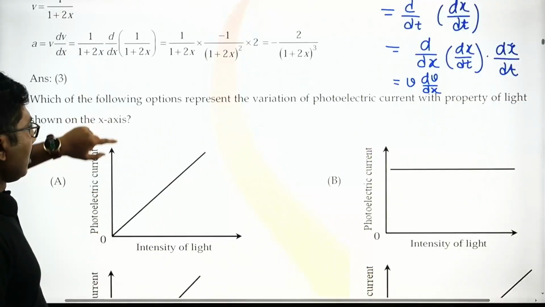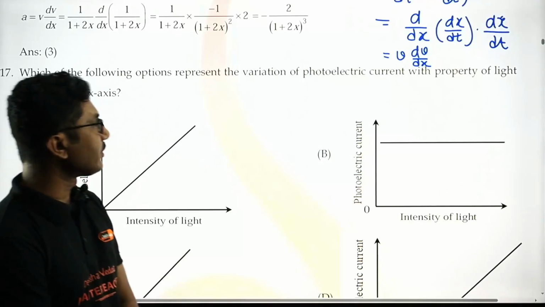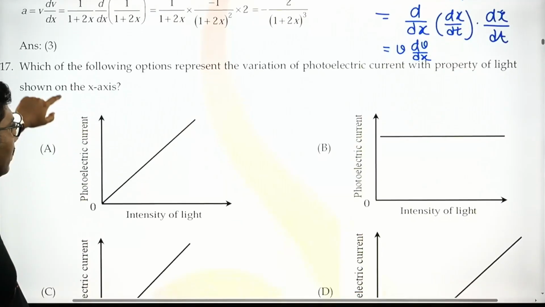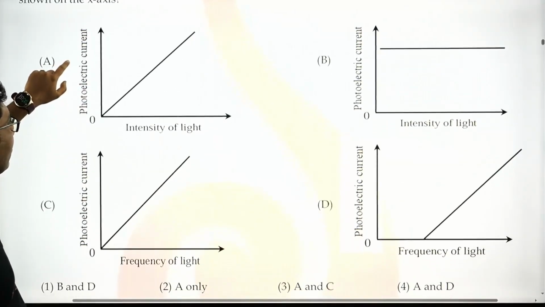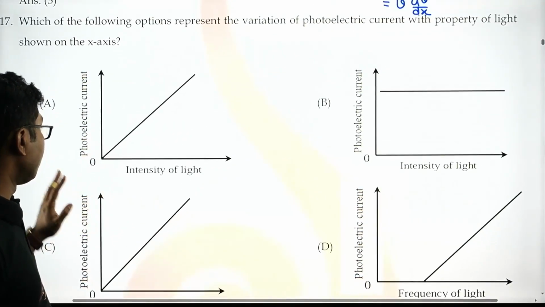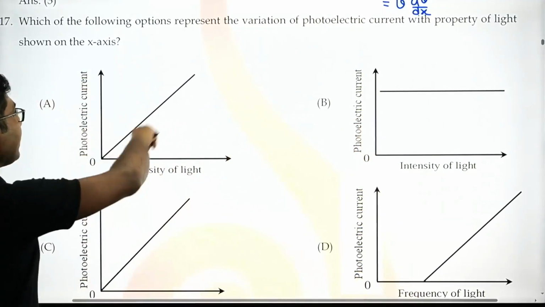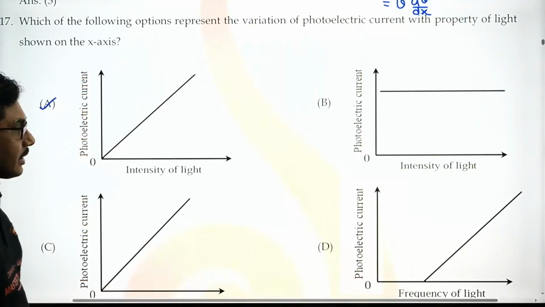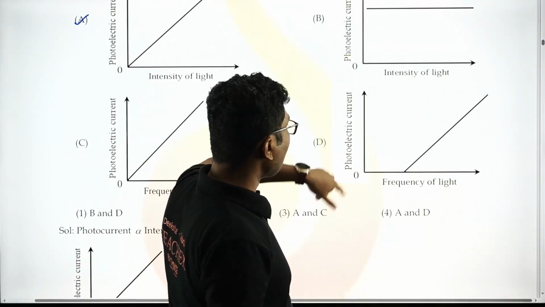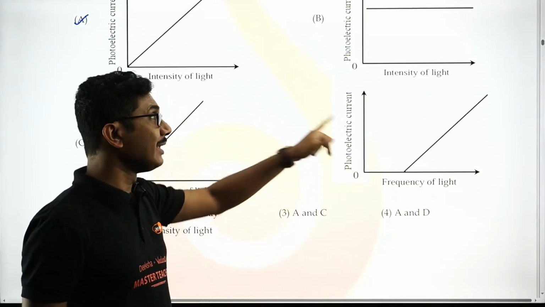Okay, now let's see the next question. Which of the following options represents the variation of photoelectric current with the property of light shown in the x-axis? Okay, so intensity of light, as you are increasing the intensity of light. Now if you remember, photoelectric current depends only on the intensity of light, and it is directly proportional, so it's a straight line relation. So obviously option A is the correct answer. Now you might wonder, okay sir, what about this option? This is not the correct answer. If you are plotting frequency of light with stopping potential, then this is the correct answer.